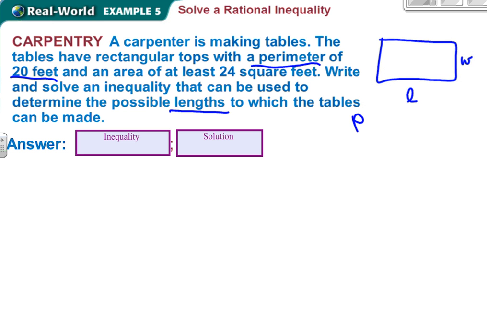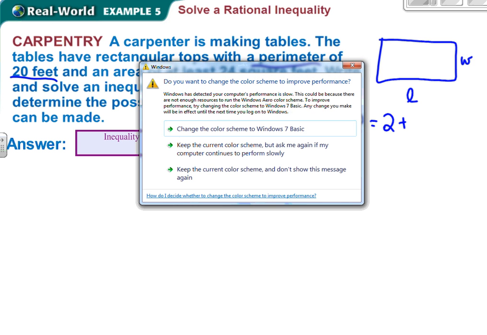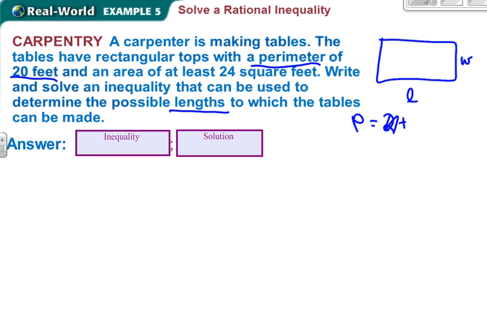So remember, perimeter is 2 lengths plus 2 widths. And in this case, oh, 20, my bad. I underlined it, but the perimeter is 20, and that's 2 lengths plus 2 widths. I want everything in terms of the length, so I'm going to solve for the width, so I know the width also in terms of the length.